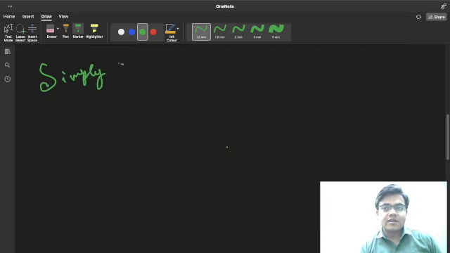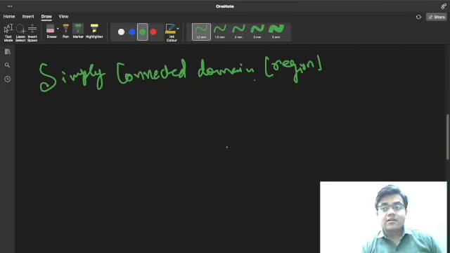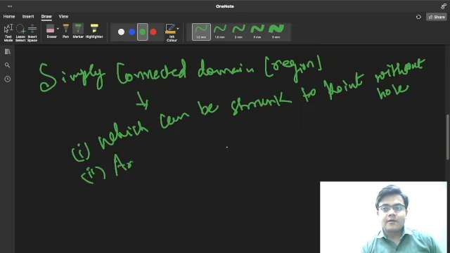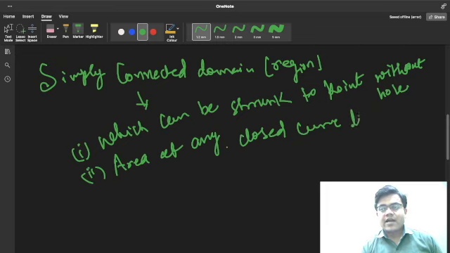Simply connected domain or region means what? One which can be shrunk to a point without a hole. And one more thing was what? The area of any closed curve lies within it.